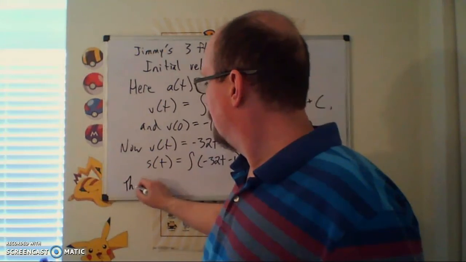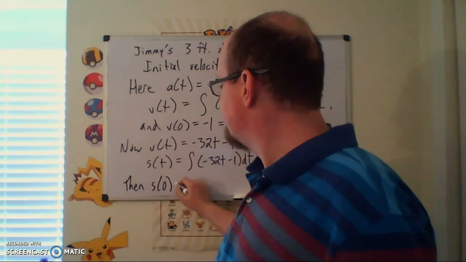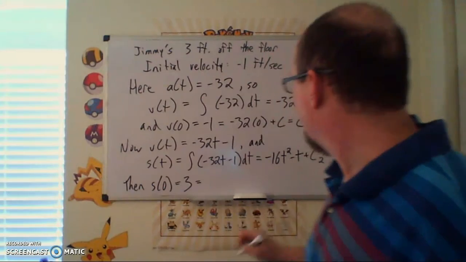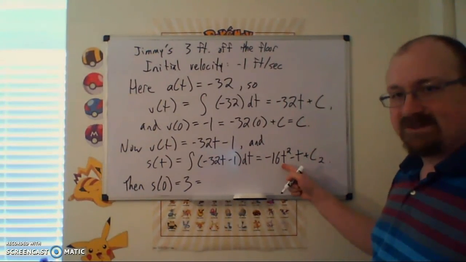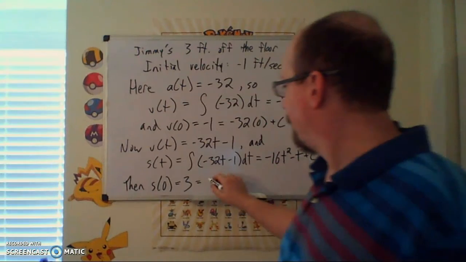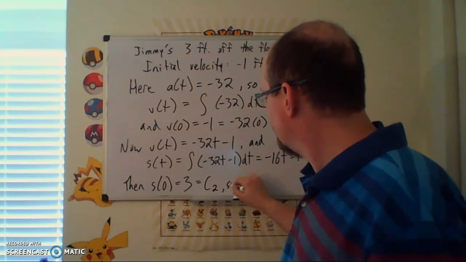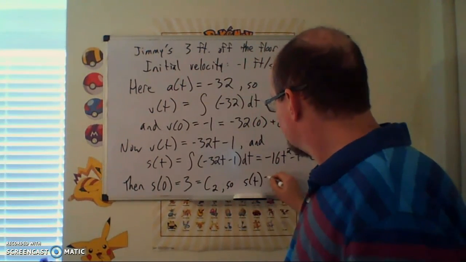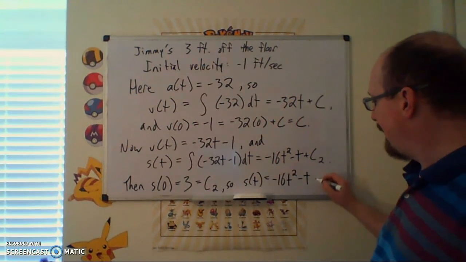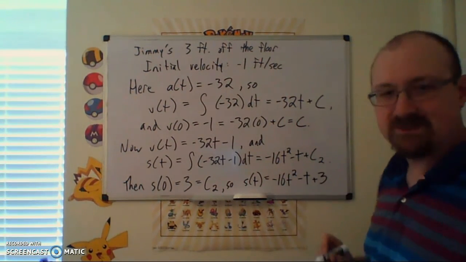Now we know that when t is equal to 0, Jimmy was 3 feet off the floor. So with 0 for t, this goes poof, and this goes poof. All that we're left with on the right-hand side is C2. So our position function is negative 16t squared minus t plus 3.